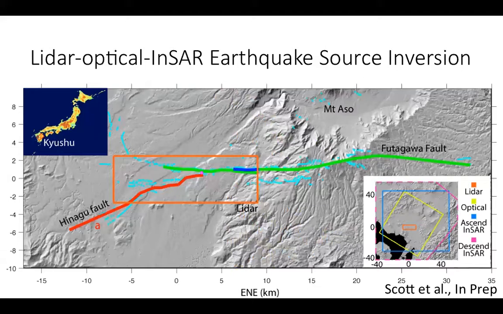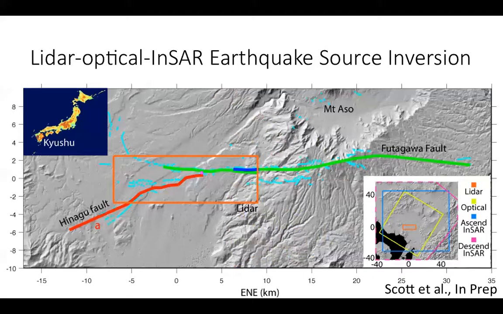So there's three data sets here. First is the Lidar, and to the best of my knowledge, this is the first earthquake source inversion to actually use Lidar data. The Lidar data has this footprint here, which is then shown in the smaller figure here. I also use optical data, which is shown here, and they'll use east-west optical displacements. Then the two InSAR data sets have much larger footprints. They constrain near vertical deformation.